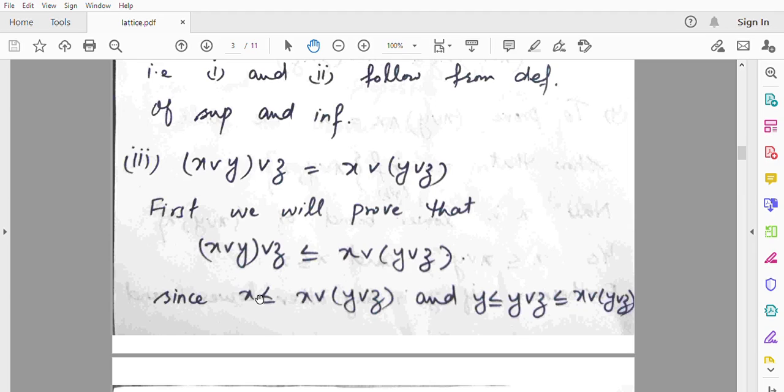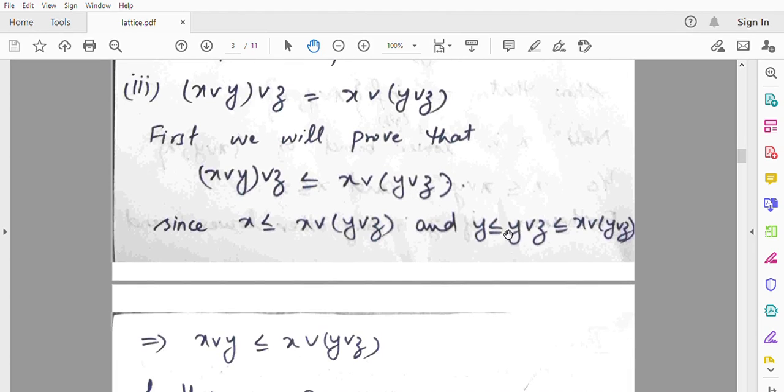Okay, so x must be preceded by this element. For y, we can't directly say that y is preceded by this element because it's inside the combination of parentheses. So for this we need to say that y is preceded by y sup z, where z is any other element, by the definition of supremum. Now this element must be preceded by x sup y sup z. X we have taken to prove this side.